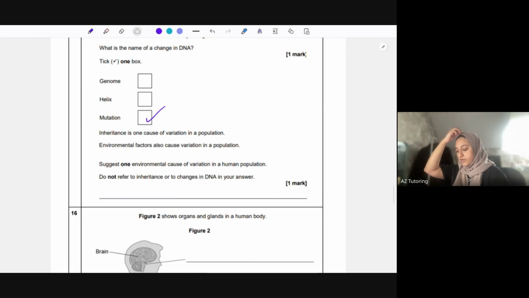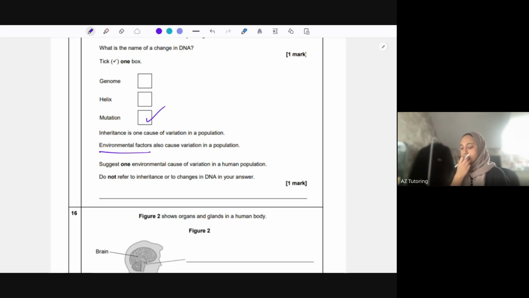Inheritance is one cause of variation in a population. Environmental factors also cause variation in a population. So what's basically your surroundings? So why are we different compared to somebody that's living, I don't know, in Egypt, for example? Why is it different? That's the environment. So suggest one environmental cause of variation in the human population. Do not refer to inheritance or changes to the DNA in your answer.